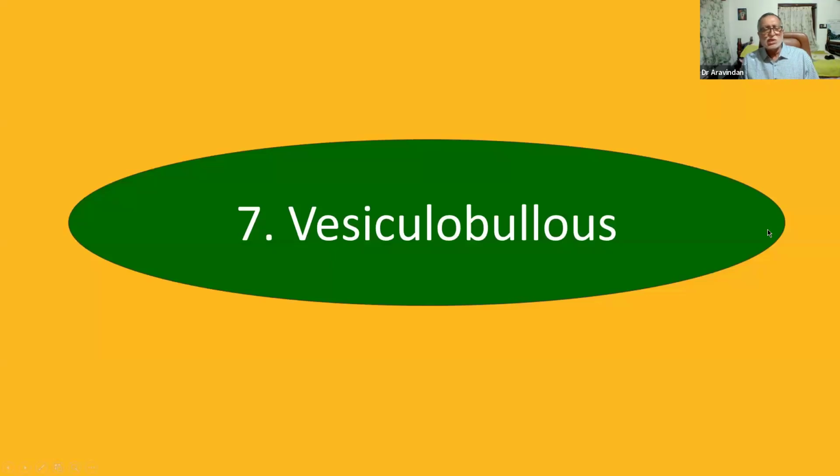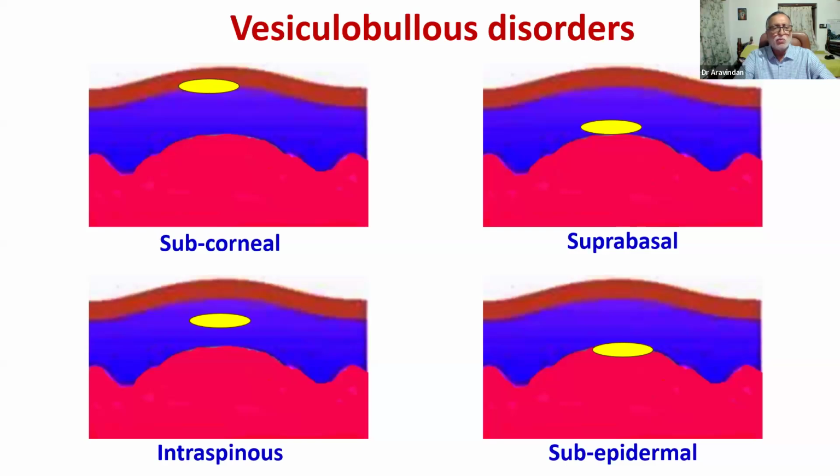Coming to vesiculobullous lesions, I believe there's a full session on vesiculobullous lesions to come up along with immunofluorescence. Immunofluorescence findings are always needed, and it is very important. Basically, you can divide them depending upon the location of the bulla. It may be subcorneal, intraspinous, suprabasal, or subepidermal.